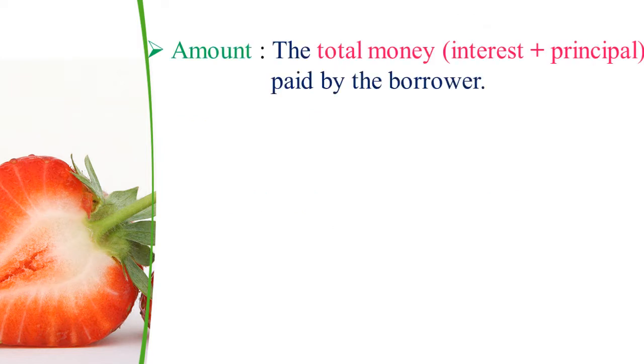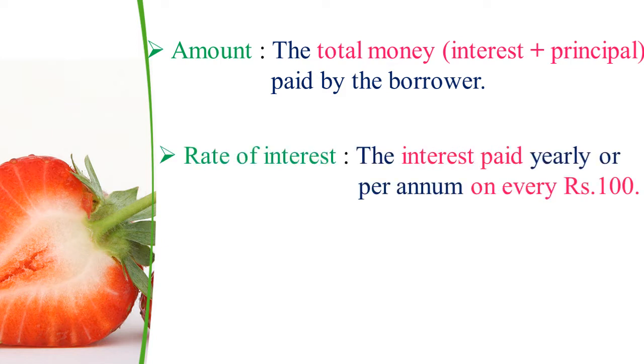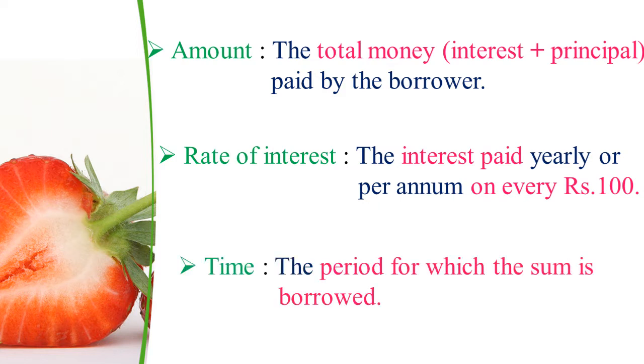Let's see what is amount. The total money paid by the borrower is called the amount. Then rate of interest. The interest paid yearly or per annum on every rupees 100 is called the rate percent per annum. Let's see time. The period for which the sum is borrowed is called the time. Children, what is simple interest?